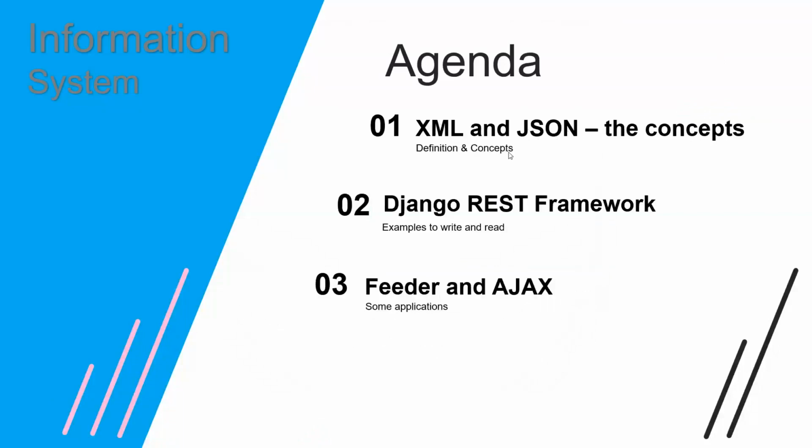So we are going to learn the concept and then how we use the Django REST framework. And then we are going to use some kind of libraries in Python and how we deal with Ajax. Okay, so there's one information system tool that is connected with JavaScript. We call it Ajax.